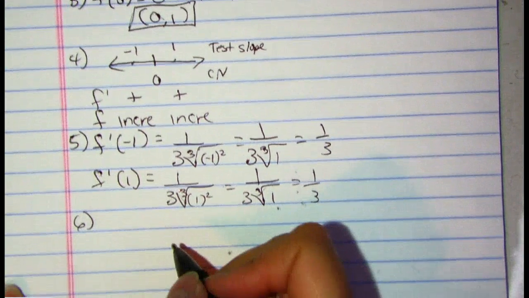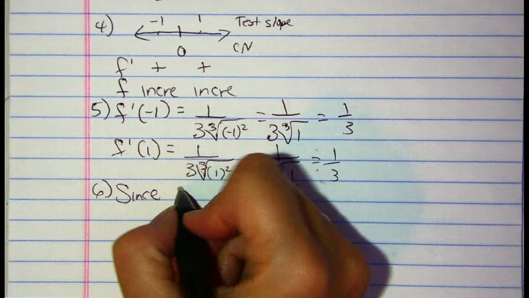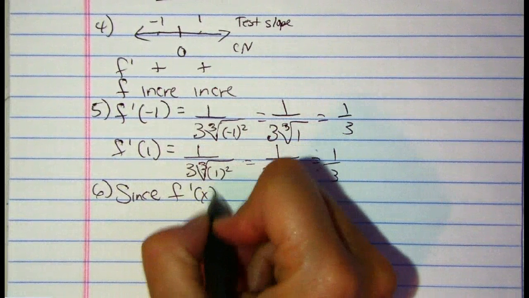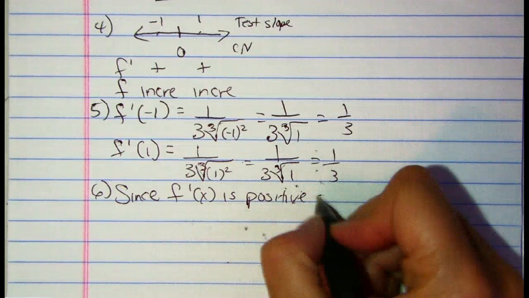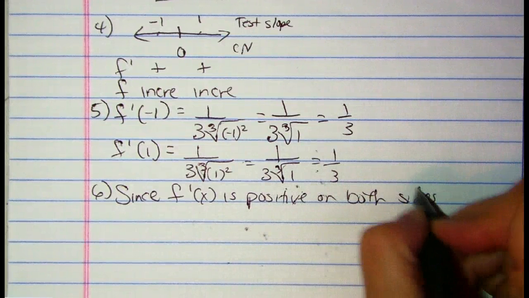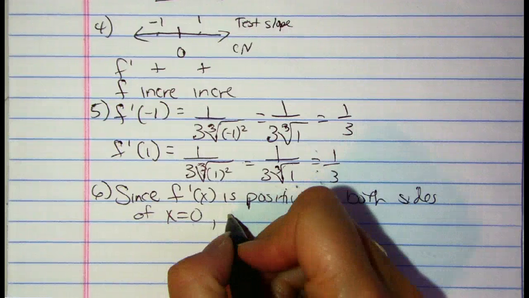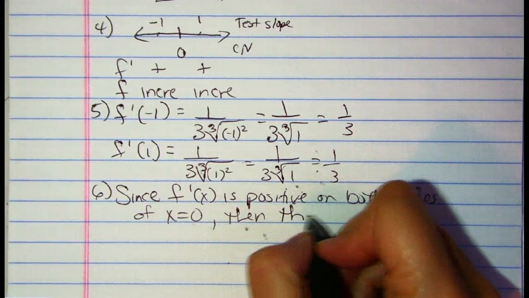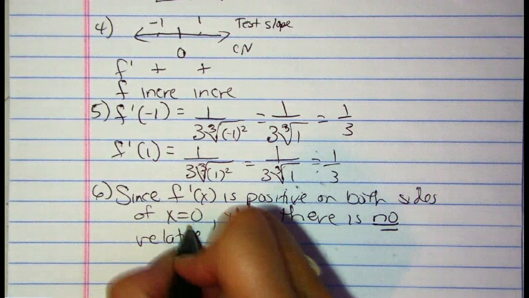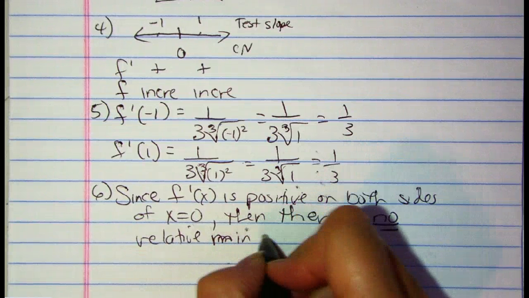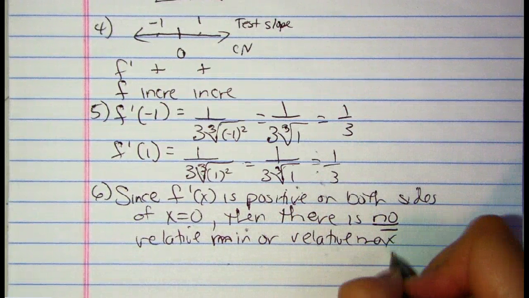So now I have to write out my findings. Since f prime, or my first derivative, is positive on both sides of x equals 0, which is my only critical number, then there is no relative min or relative max. Done.